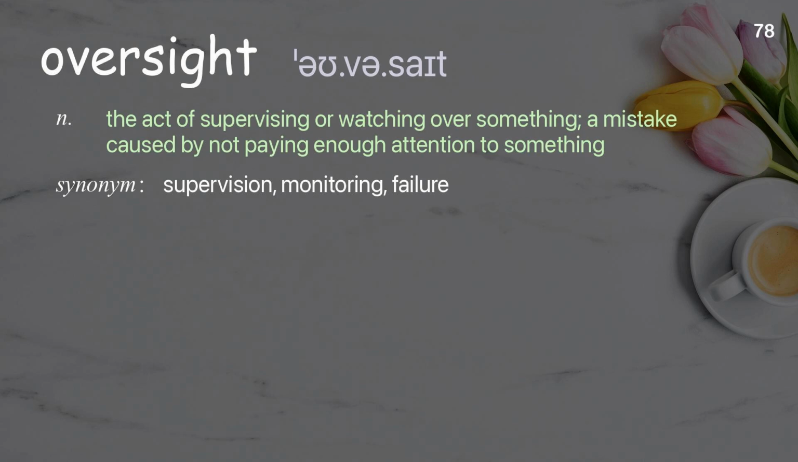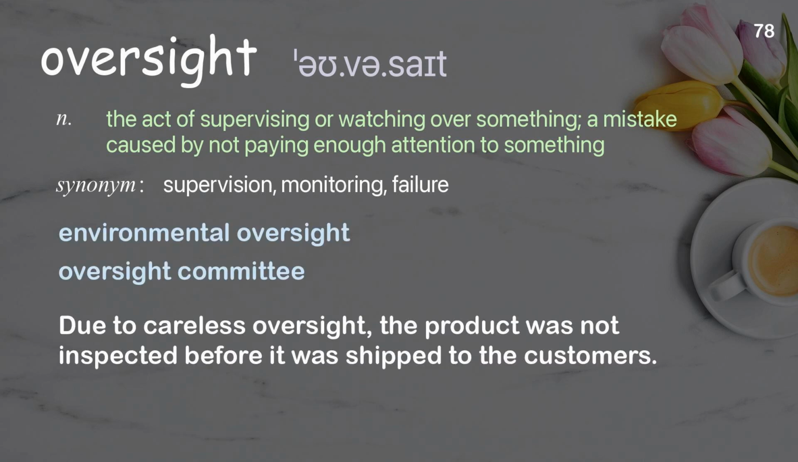Oversight. The act of supervising or watching over something, a mistake caused by not paying enough attention to something. Examples: Environmental oversight. Oversight committee. Due to careless oversight, the product was not inspected before it was shipped to the customers.